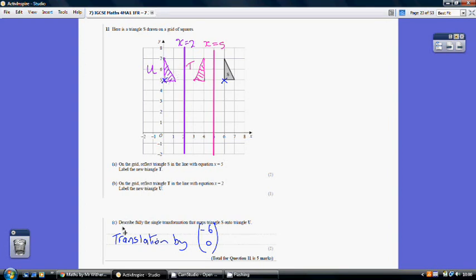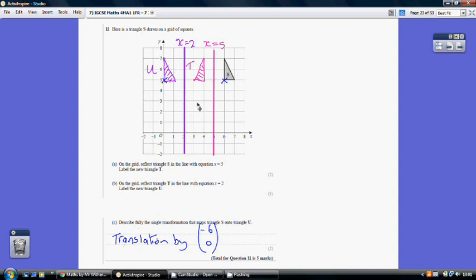Now describe for part C fully the single transformation that maps triangle S onto triangle U. So getting S onto U, well, this is just a shift. We can see this is just a shift to the left. It's exactly the same shape. It's still got its right angle down at the bottom left. It's still got the 1 along the bottom and 2 up. So it's just shifted to the left. Now, how do we describe this shift? This is called a translation.